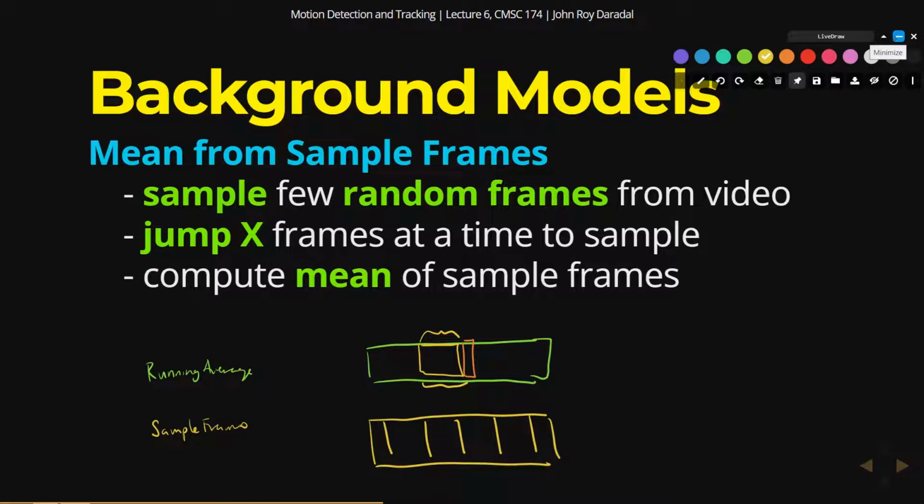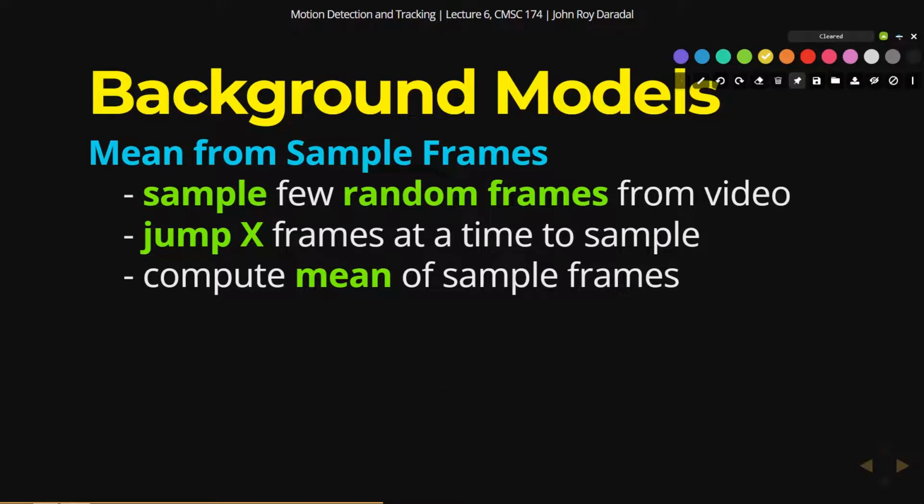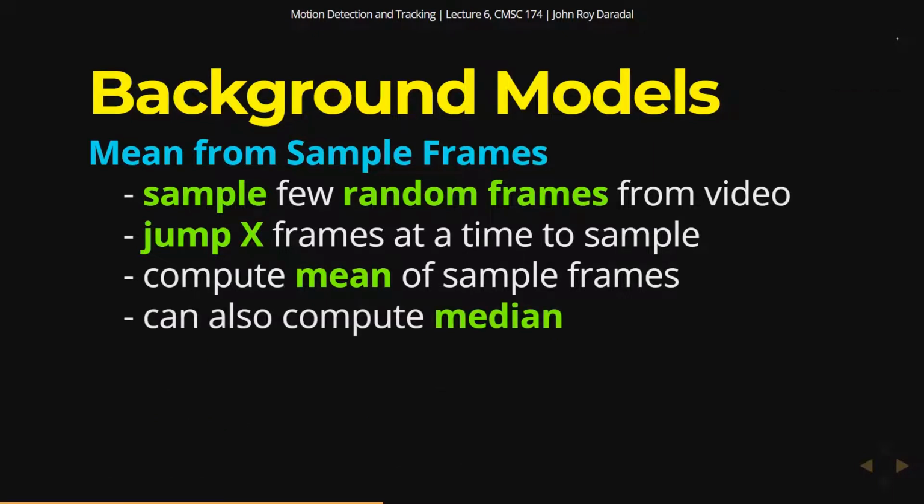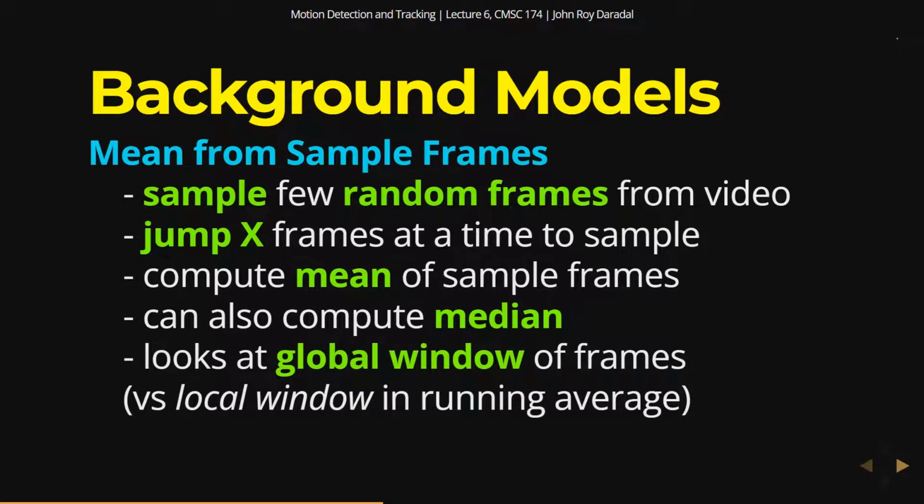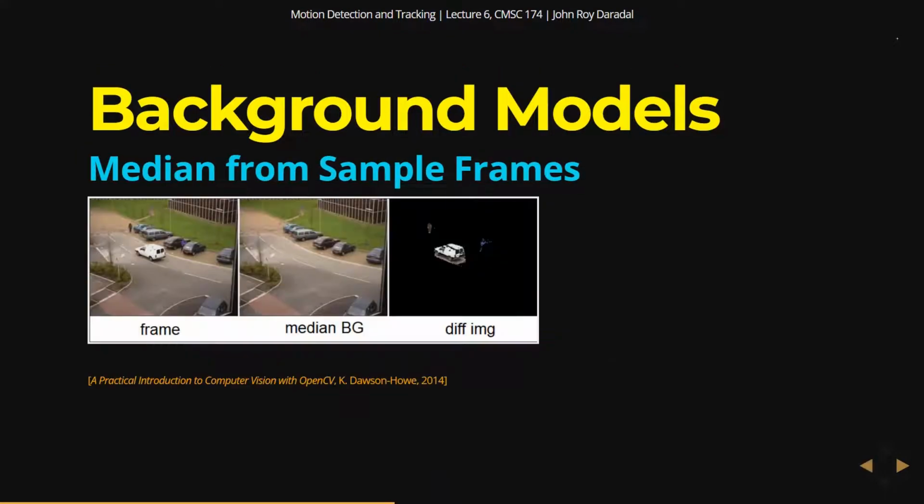And instead of doing mean, you can also compute the median. Mean and median are of course trying to find the center of a data set, so either one works well. As I mentioned, this looks at a global window of frames, not just a local window like in running average. For example, here you have a median from sample frames.